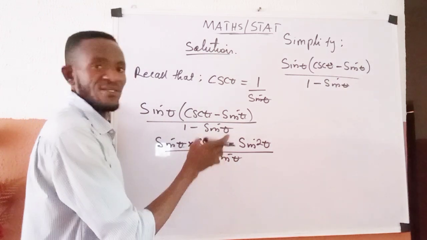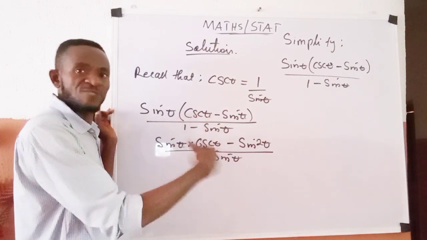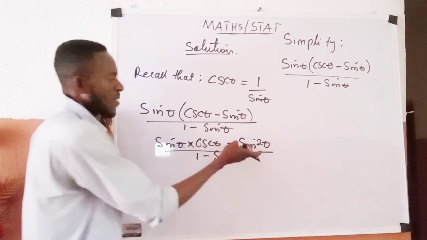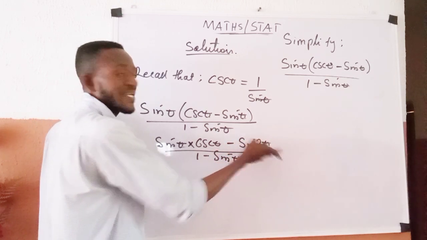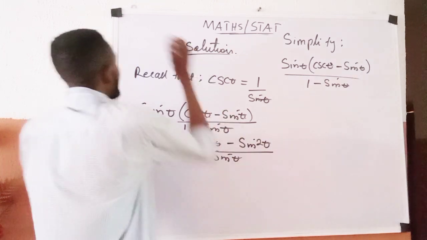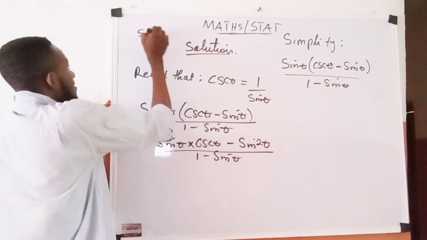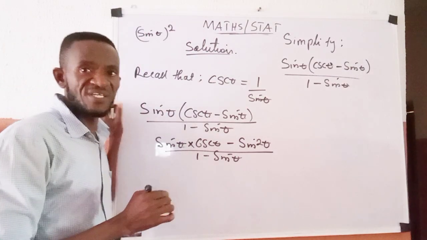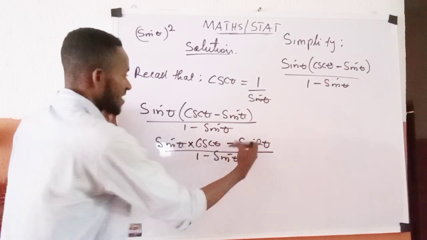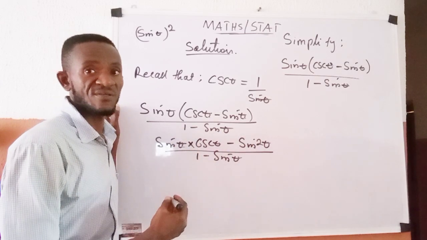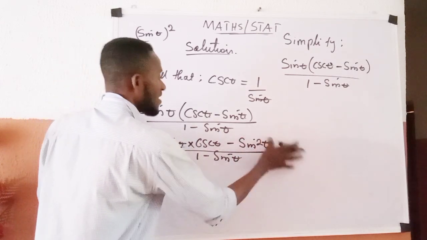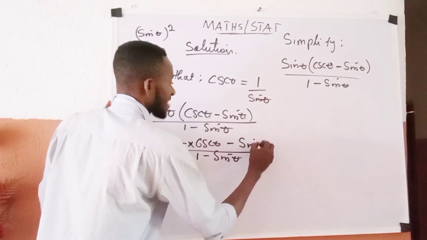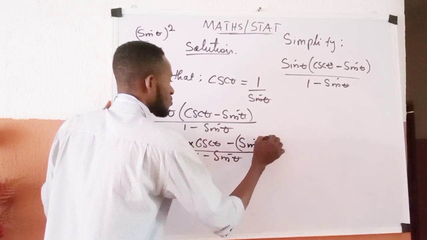I want to quickly explain something here. When we have something like sine squared theta written this way, it is the same as writing sine theta all raised to power 2. They mean the same thing. But to avoid confusion, let me retain the sine theta all raised to power 2.